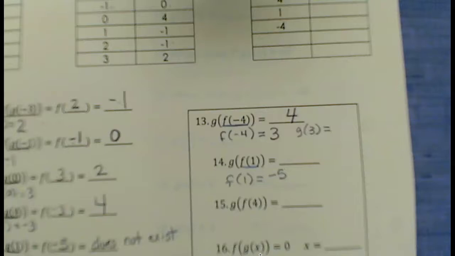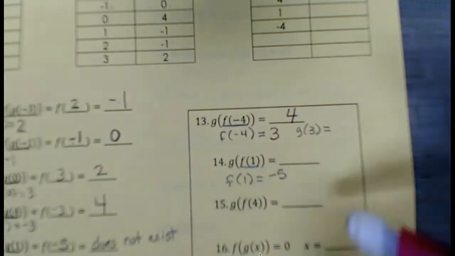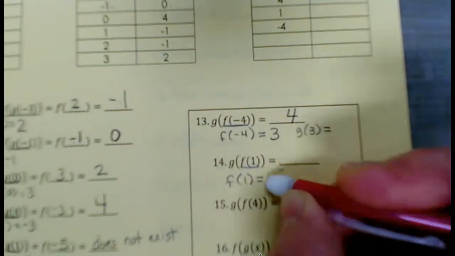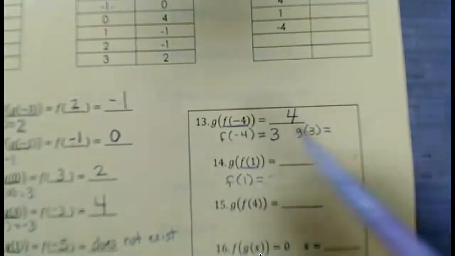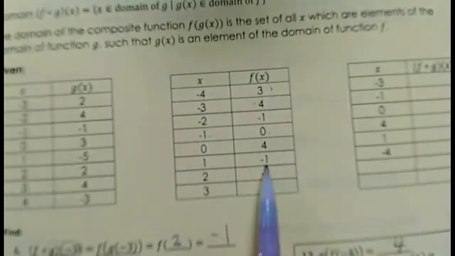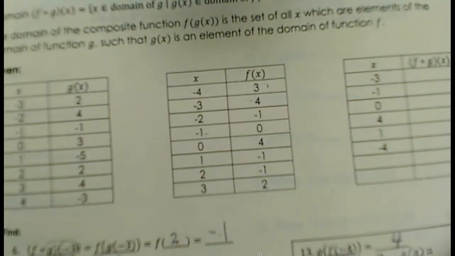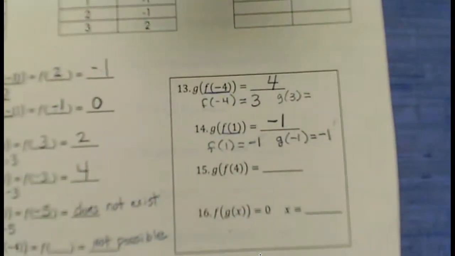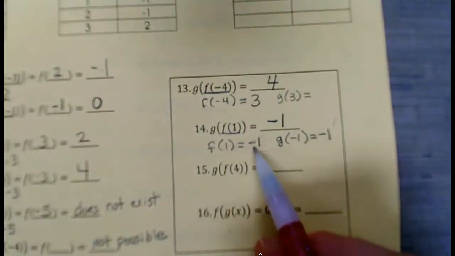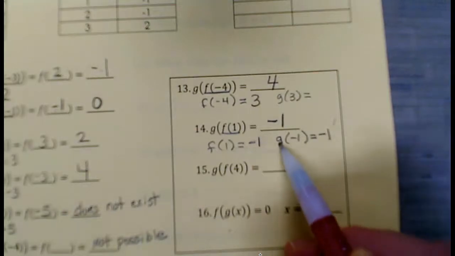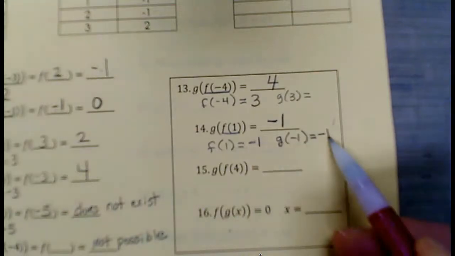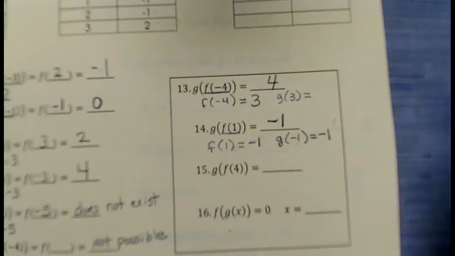No, it's not. I looked at the wrong table. What is F of 1 equal to? F of 1 is equal to -1, and then G of -1 is equal to... F of 1 is equal to -1. Then look at the table G. G of -1 is equal to -1 for your final answer.